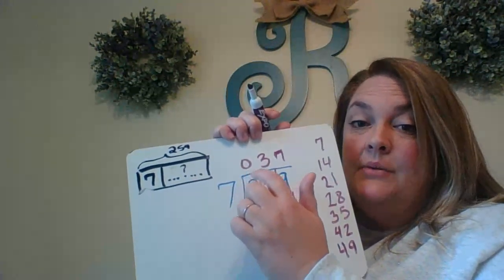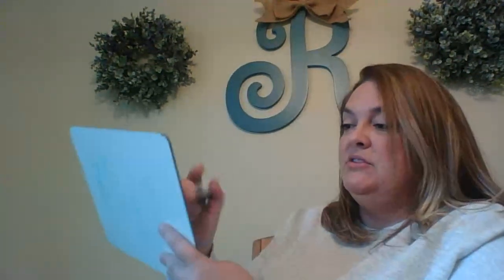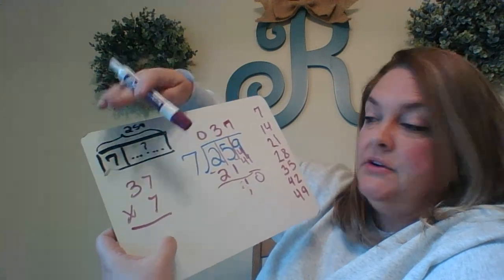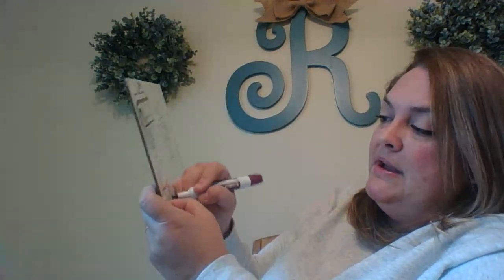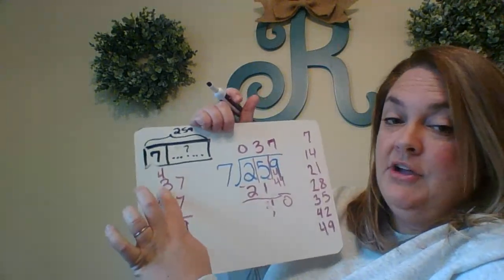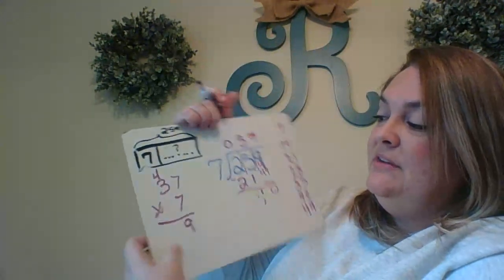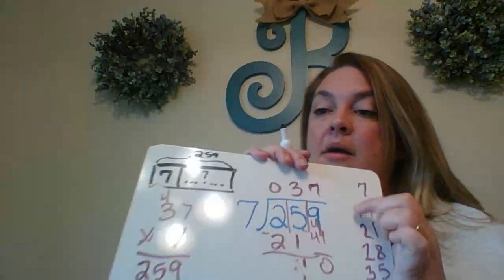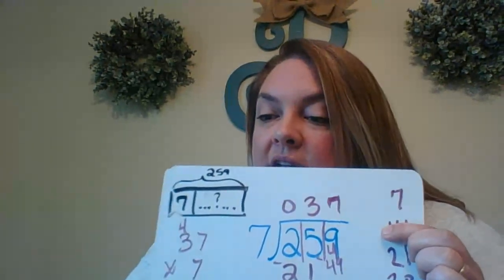To check that, I would take my 37 times 7. So off to the side, I'm going to go ahead and do that to make sure my answer is correct. So I take my quotient times my divisor. 7 times 7 is 49. I put my 9 down and regroup my 4. 7 times 3 is 21. I can't forget my bonus points. 2, 3, 4, 25, 259. So I got that in. That was my dividend right there.